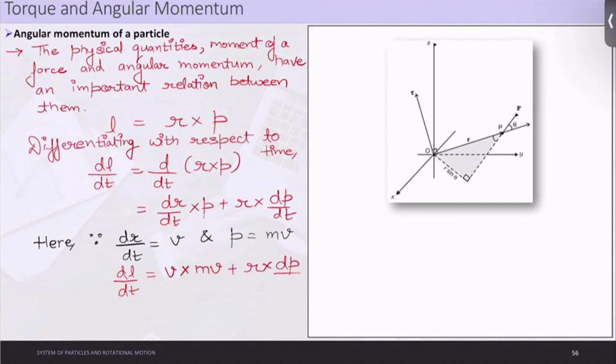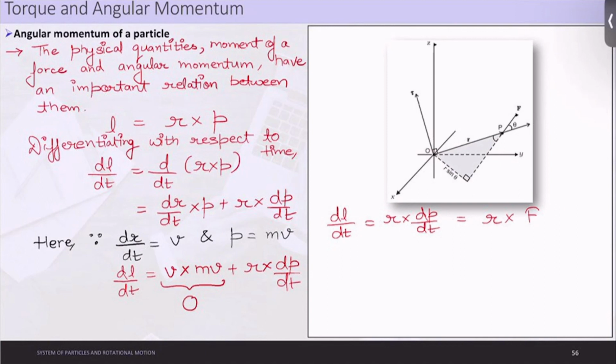dp by dt. So if you look at this relation very carefully, you will find that velocity is multiplied with some constant value into velocity only. So as these both will be in the same direction, the value of this is equal to 0. Clear? Okay. So therefore, what we are left with, dl by dt is nothing but equal to r cross dp by dt. Now, if you remember correctly, this rate of change of linear momentum is nothing but equal to force. This is now equal to r cross F.